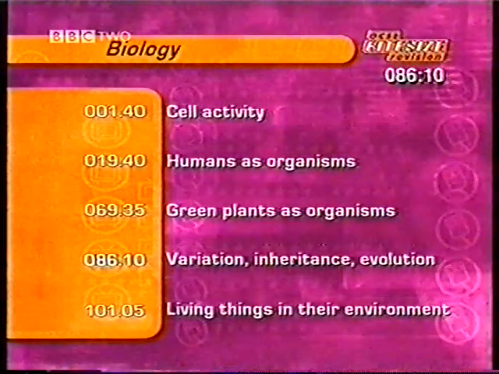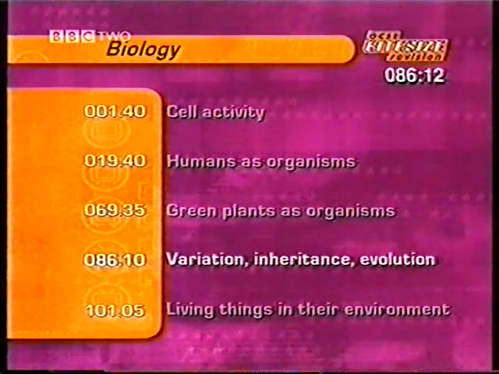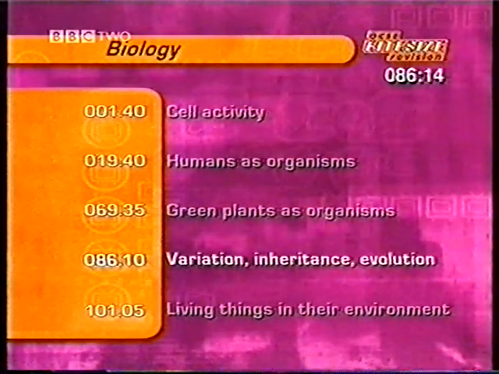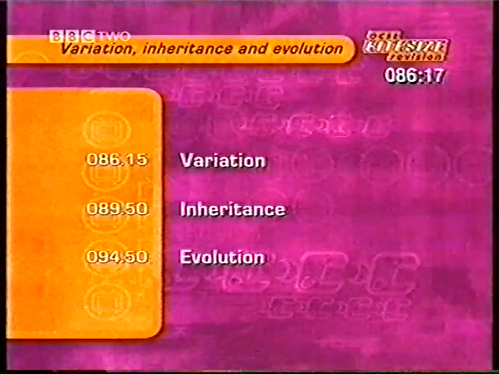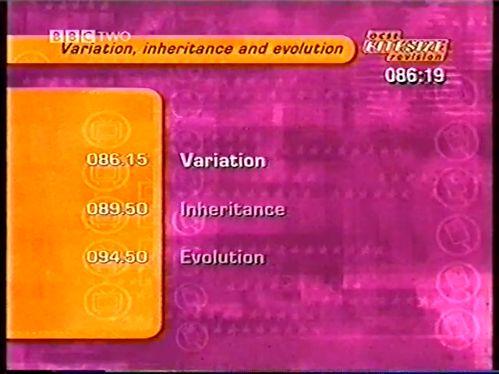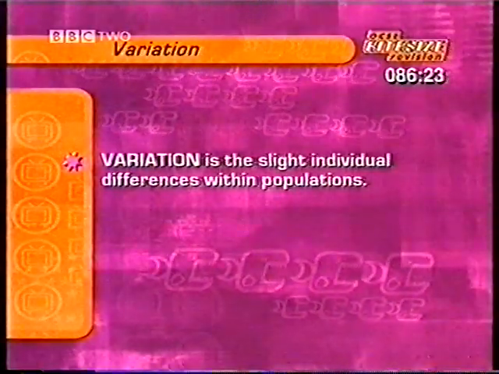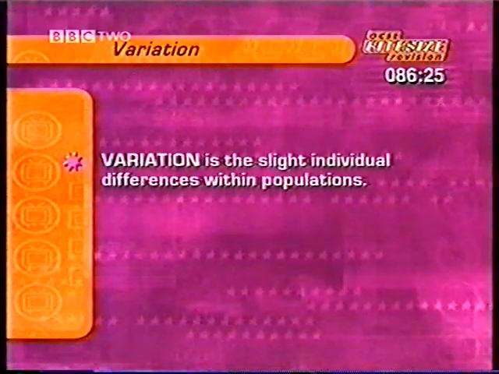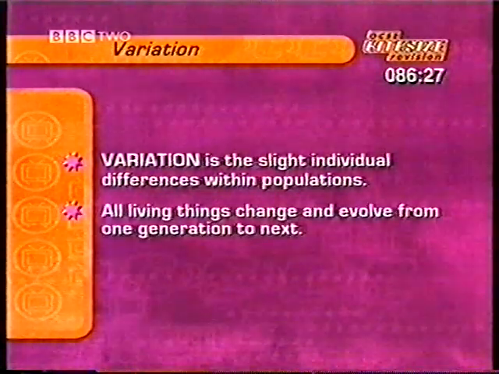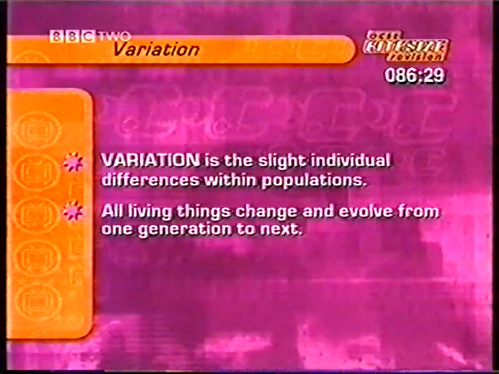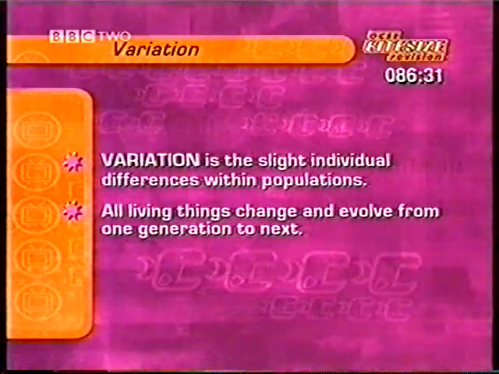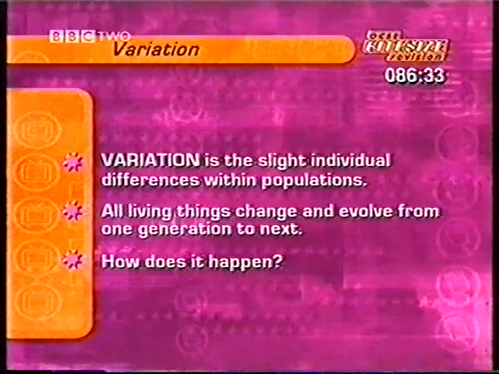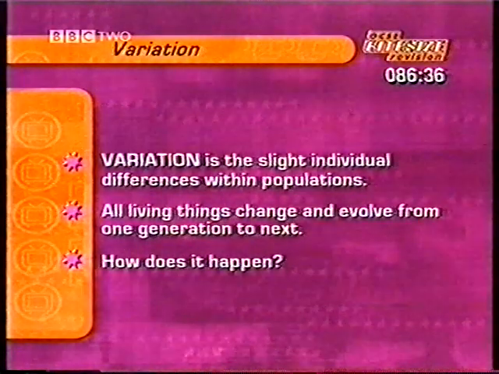This section is about variation, inheritance, and evolution in animals and plants. We'll start by looking at variation. The term variation refers to the slight individual differences within populations. All living things change and evolve from one generation to the next, and as they do so, more variation is introduced. But how does it happen?